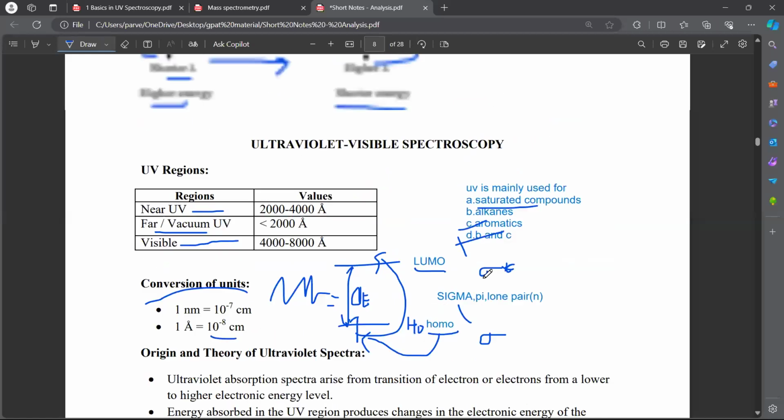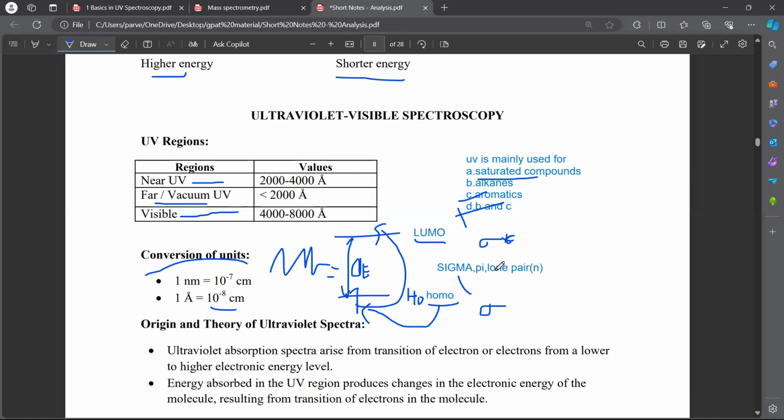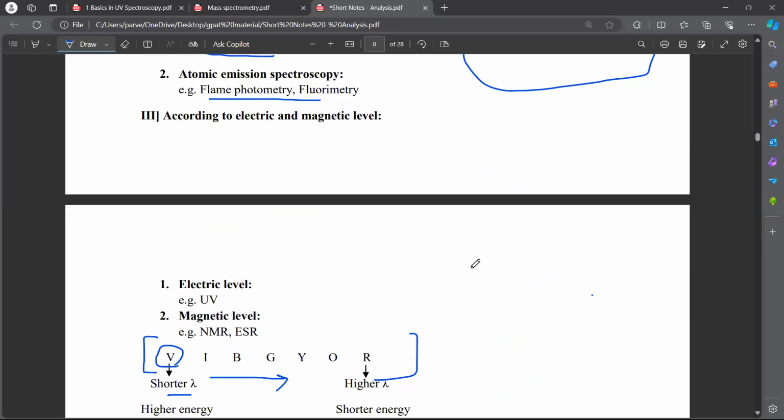Basically, the transition to sigma star requires more energy when compared to pi star and n pi star. So basically, what is the order? Do you guys remember the order between pi star, n sigma star and sigma star? If anyone knows the order of the energy required for the transition, please mention it. Please answer my question. The transition order between sigma star, n sigma star, n pi star, pi star.